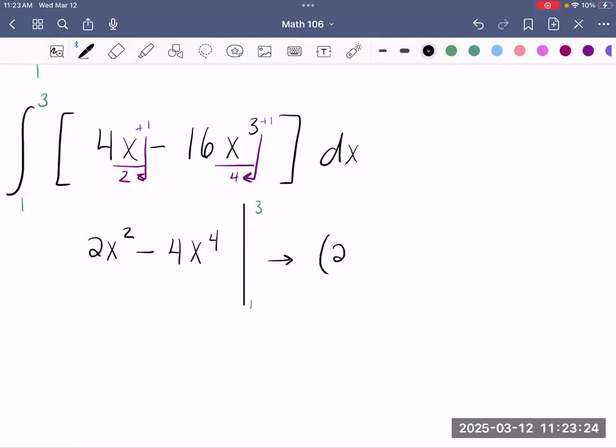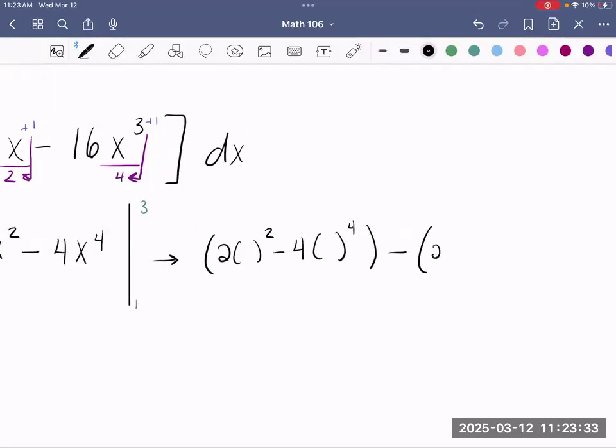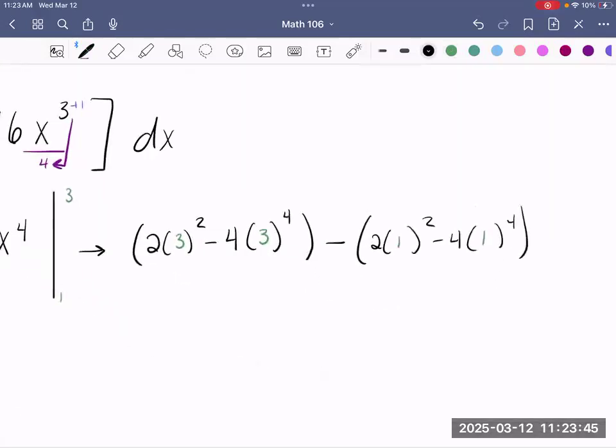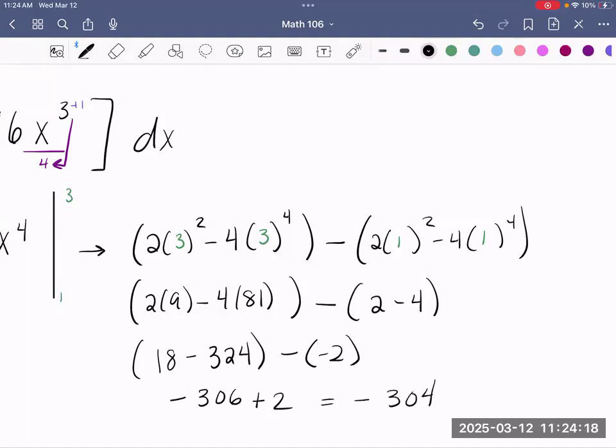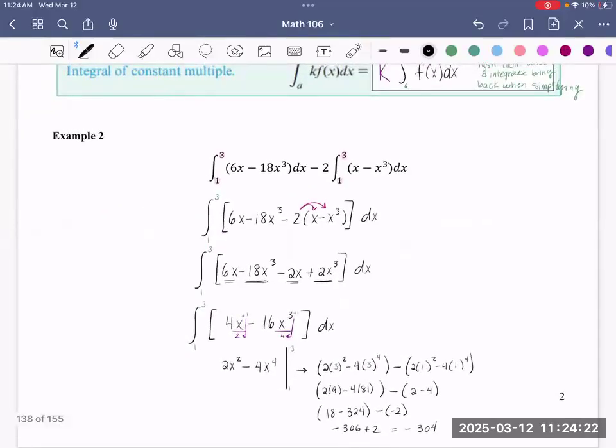So we have 2x squared minus 4x to the 4th minus, one more time, I'm going to just write that out. This is when we have 3, 3, and 1, 1. And let's go ahead and start simplifying. We have 2 times 9 minus 4 times 81 minus 2 minus 4. So we have, let's see, 18 minus 324 minus a negative 2. So let's see, we have negative 306 plus 2 to make negative 304. So that is your change between that interval from 1 to 3.